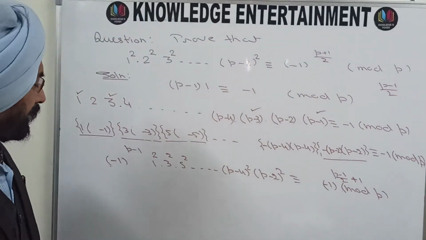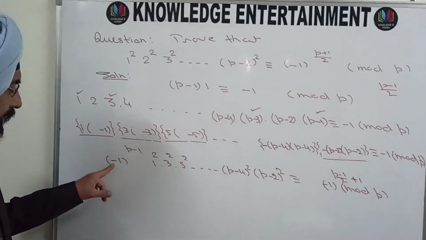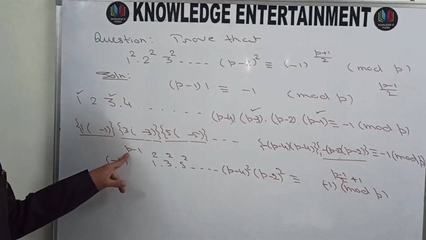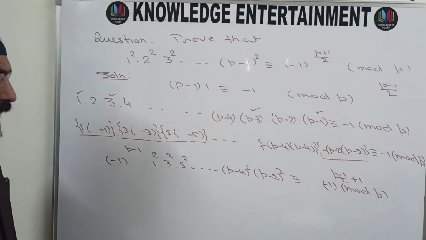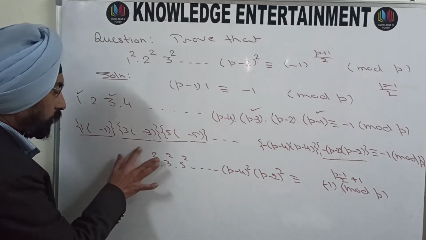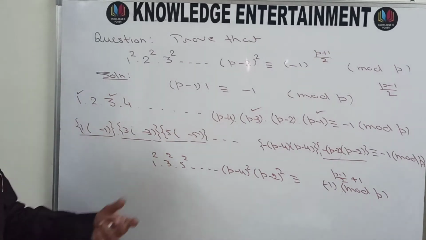Now what you are going to get, this is minus 1 raised to the power even, because p is not an even prime, p is an odd prime. Odd minus 1 is even, so minus 1 raised to the power even will become 1. So this term is going to be equal to 1. And multiplication with 1 will make no change in the term.